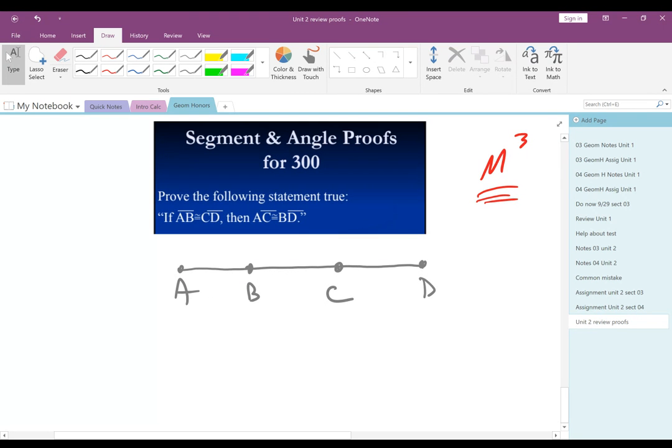First statement is to state the given. I'm not going to waste time doing that. What the given says is this little piece of segment over here is congruent to this little piece over here. But we want to get this segment AC congruent to this segment CD.